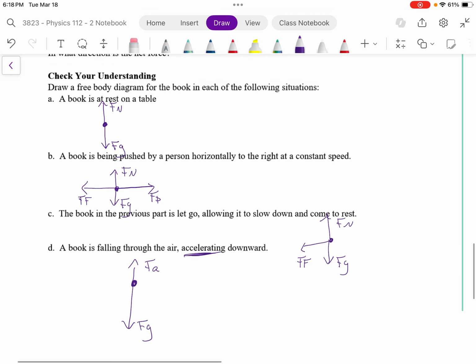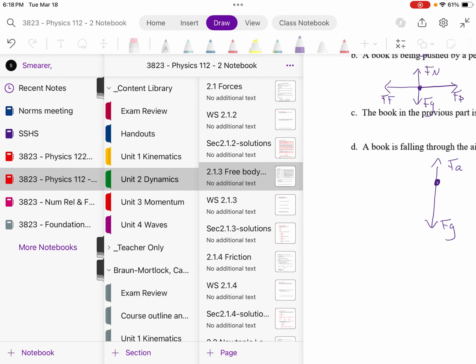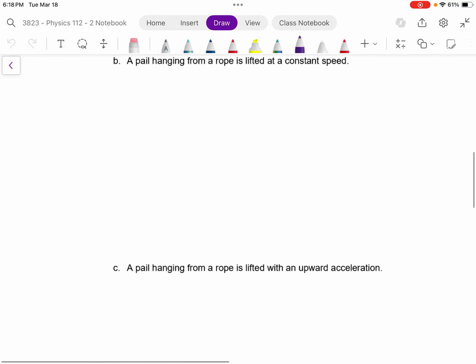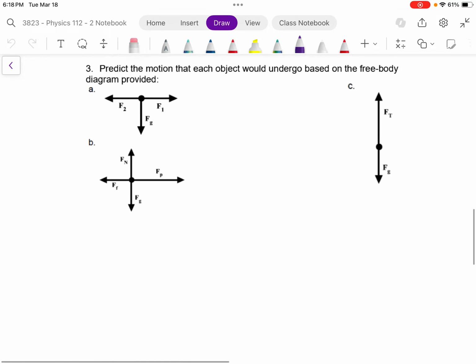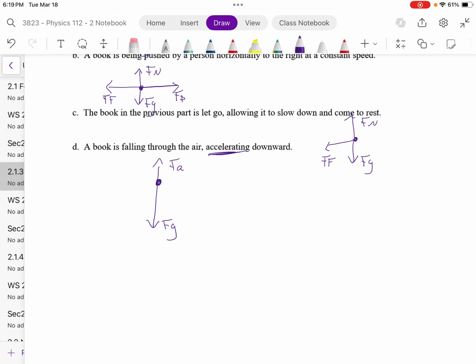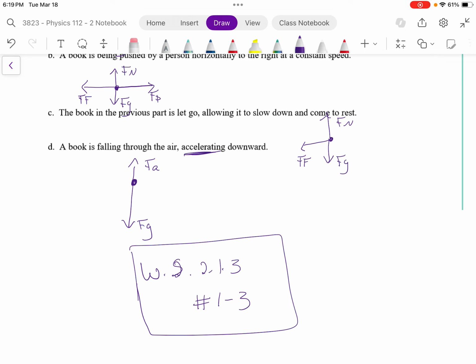Okay, now I've already distributed worksheet 2.1.3. I'd like you to do questions 1 to 3 on worksheet 2.1.3. Okay, so questions 1 to 3. So you have the questions and the solutions. I've already distributed them. Please take the time to do these questions and check your answers to make sure that you're doing them properly.